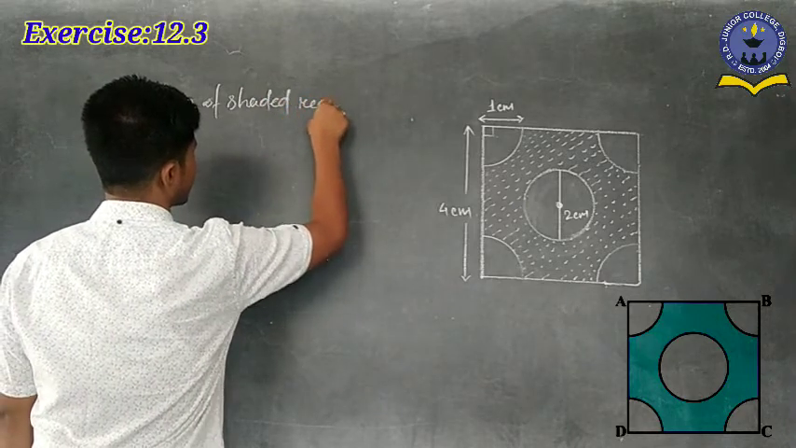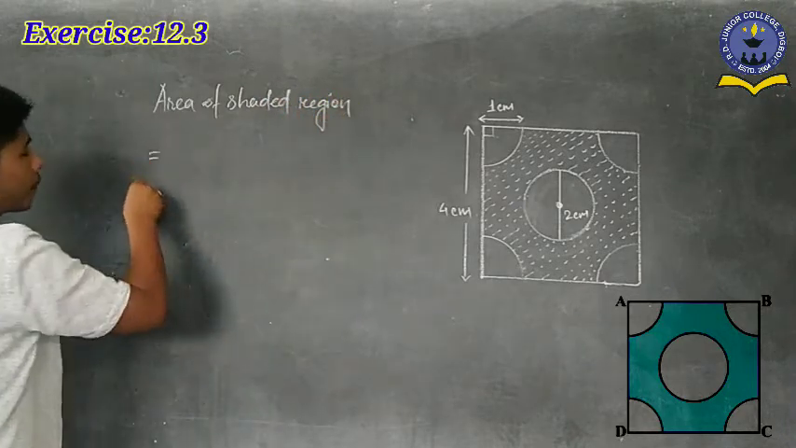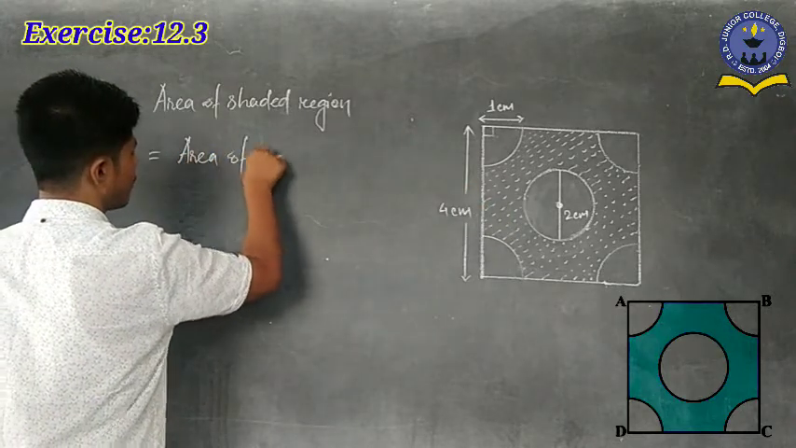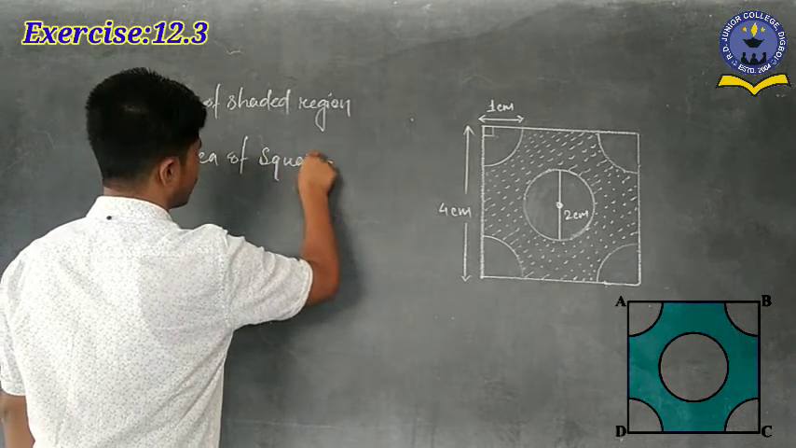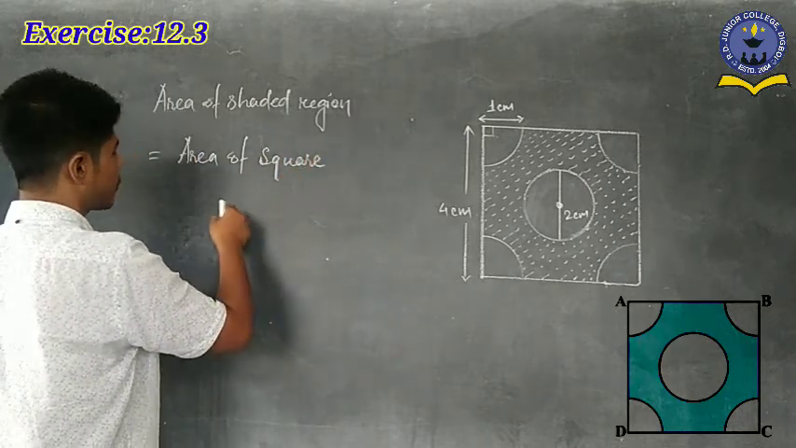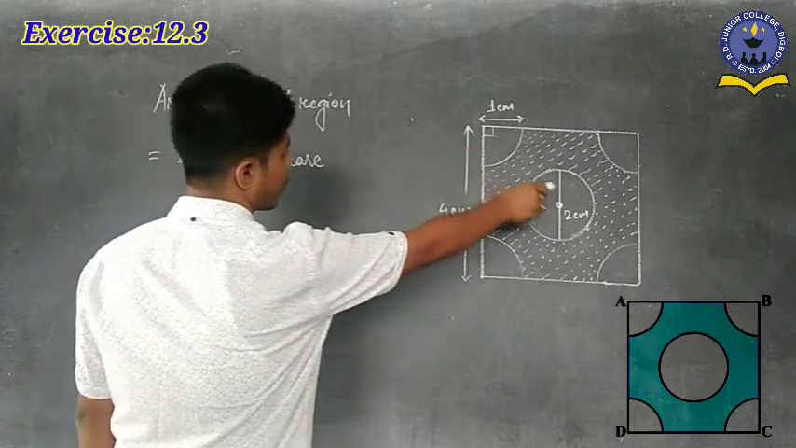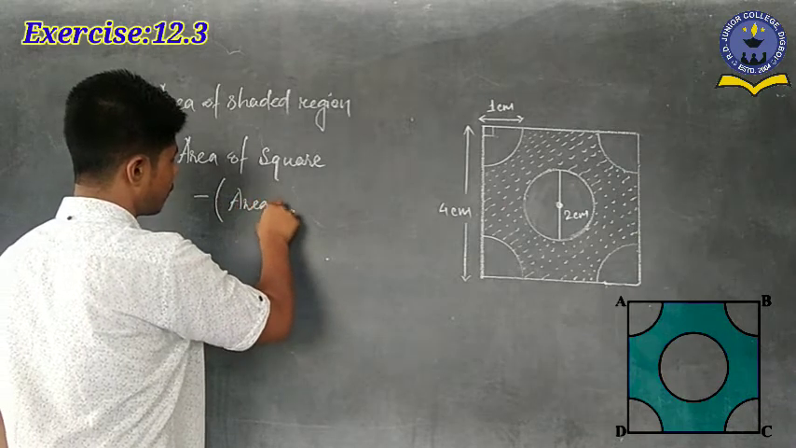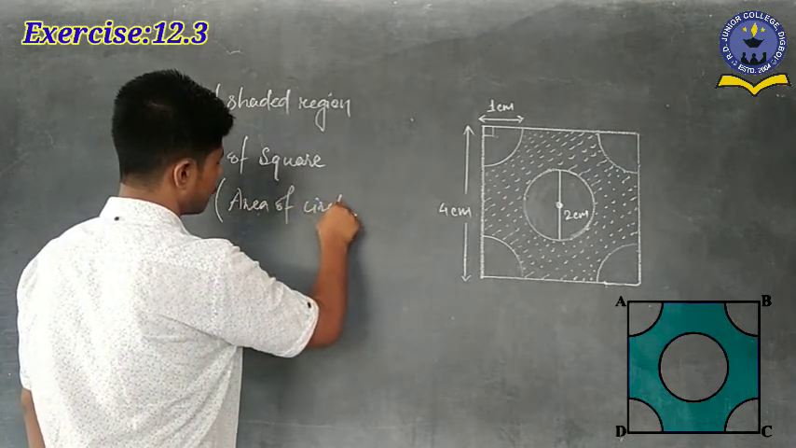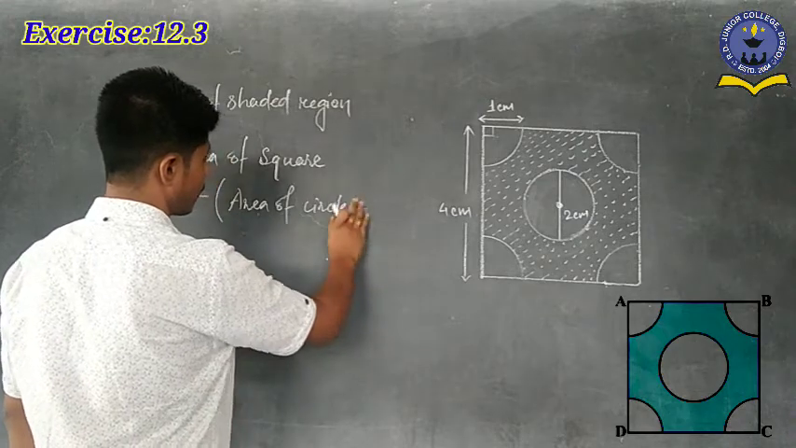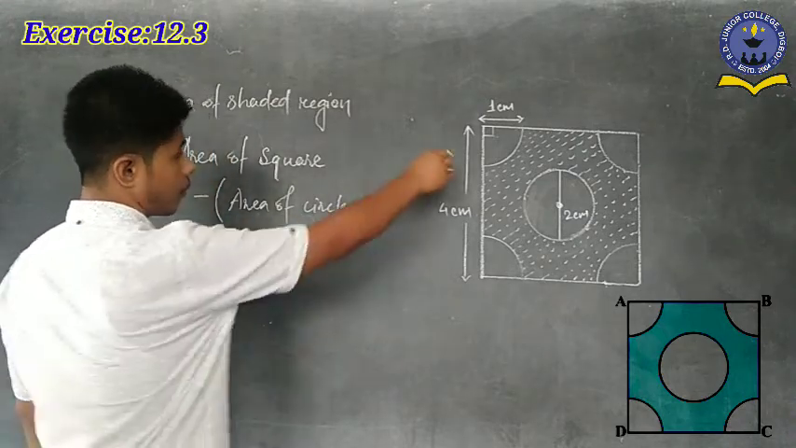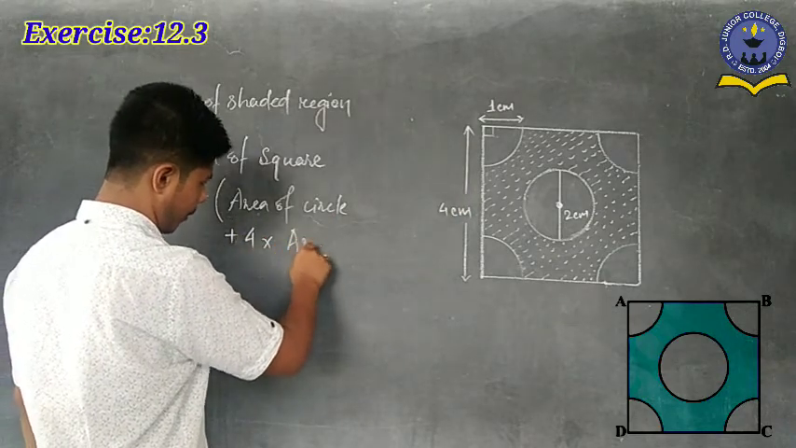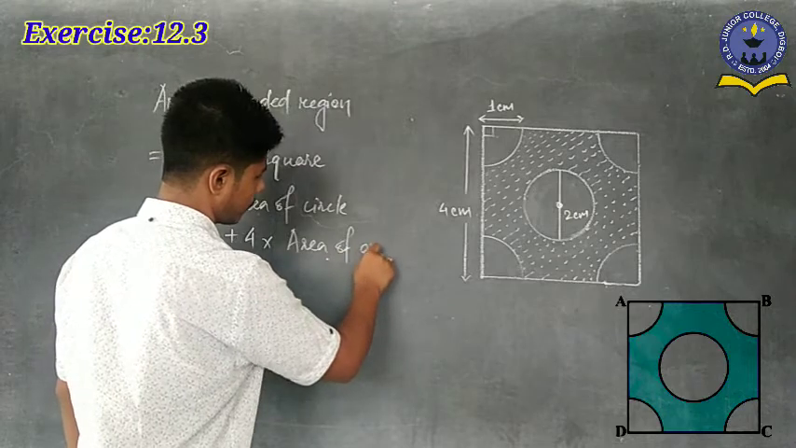Area of shaded region equals to, first of all, what do you have to do? Area of square. So first of all we have to write here area of square, then which part we have to subtract? Minus area of circle, isn't it? So that's why we write area of circle, plus, how many quadrants are there? 4 quadrants. So that's why we have to multiply it by 4. 4 into area of quadrant.